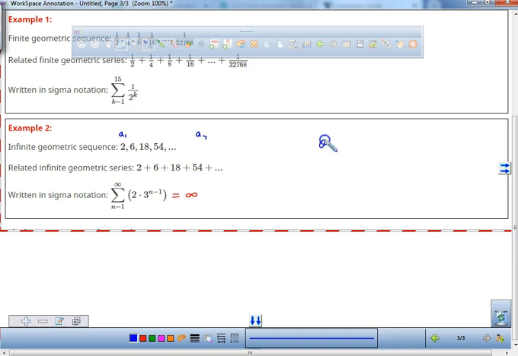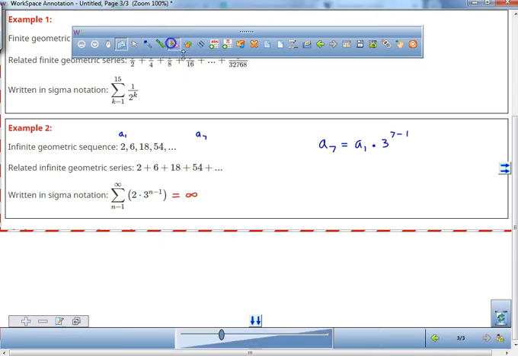So here we go. I'm going to write my formula. A to the 7th equals the first term times our common rate. What does that seem to be multiplied by over and over and over again? 3. We put 3. The power of 7 minus 1. Now what's our first term? Our first term happens to be a 2.